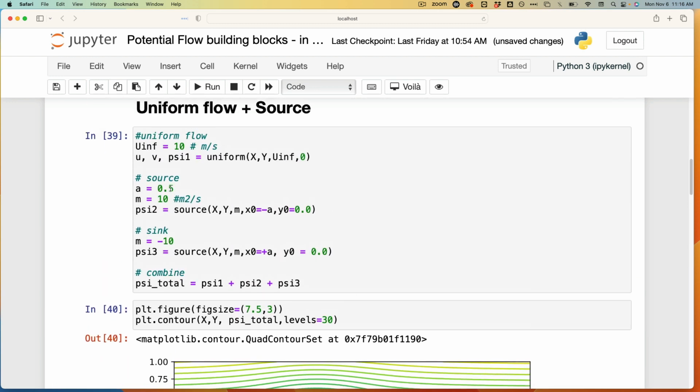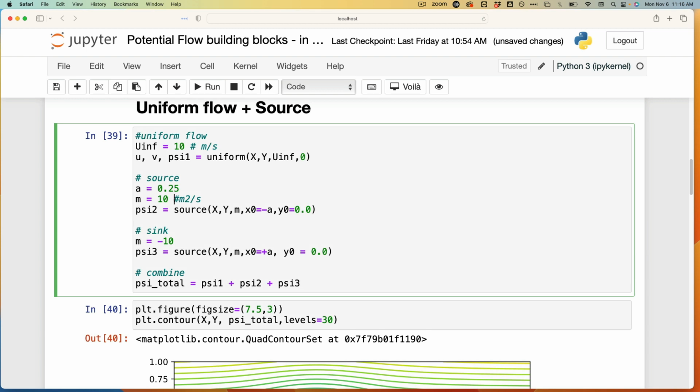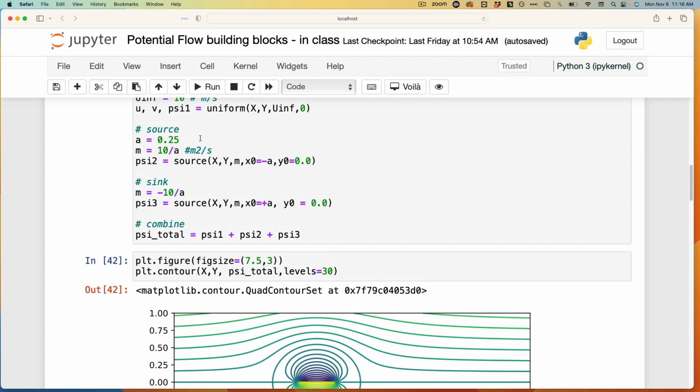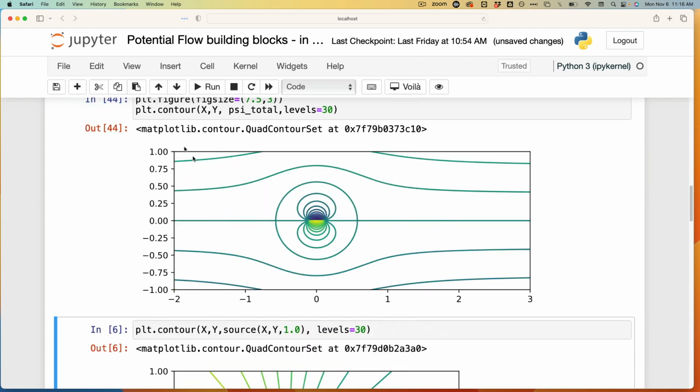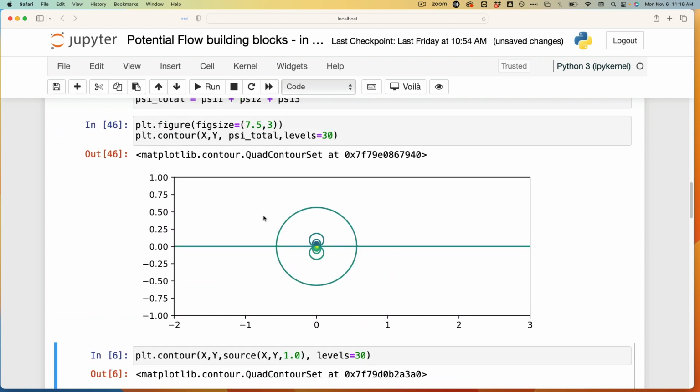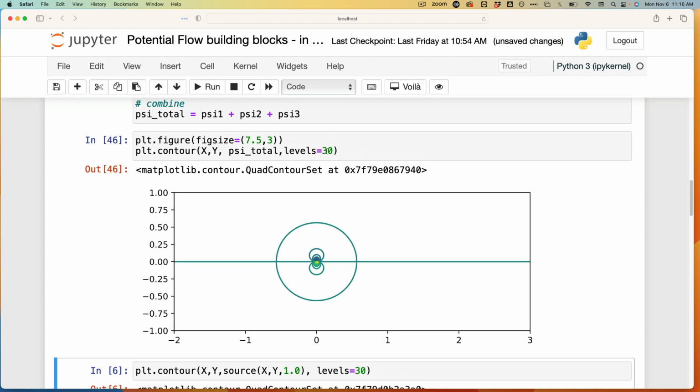Now I'm going to shrink A, but I'm also going to change the strength inversely proportional to A. If we didn't scale it by A, as we demonstrated earlier, then they will start canceling each other out. Okay, what's the next number? Let's do 0.1. Now they're getting closer and closer to each other. 0.01. Look at that, right? They're turning into a circle.